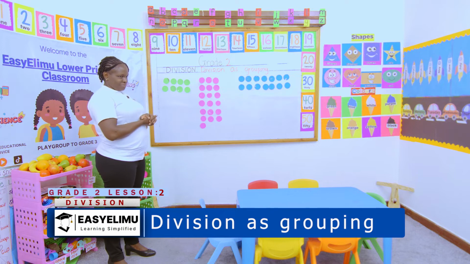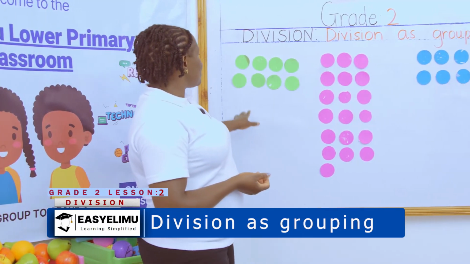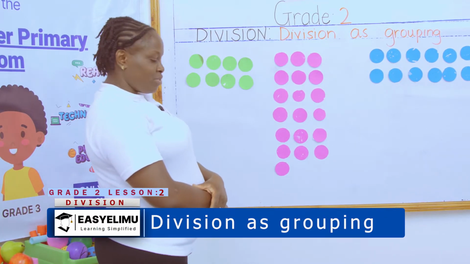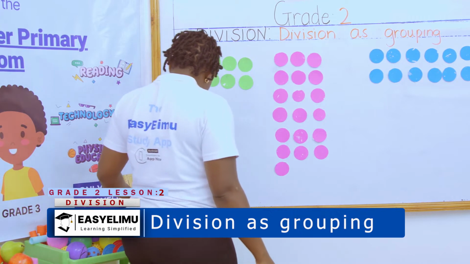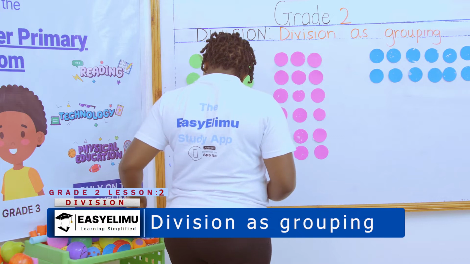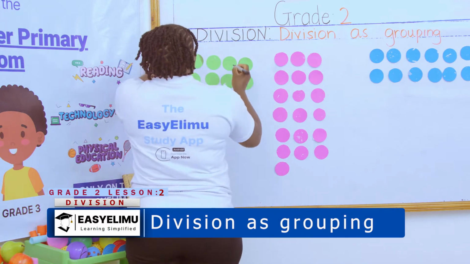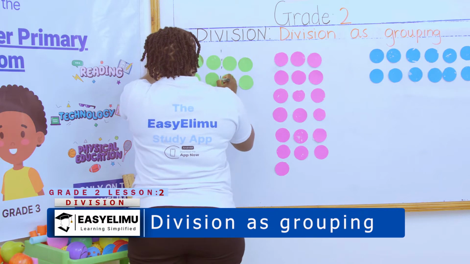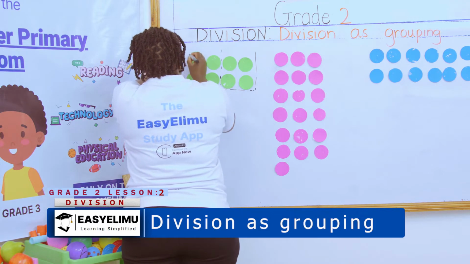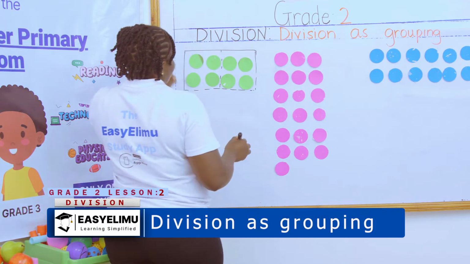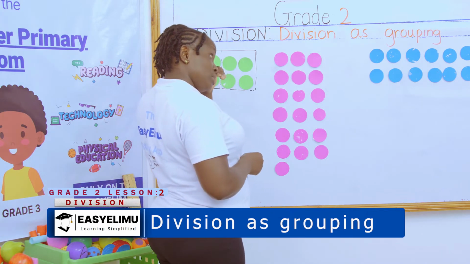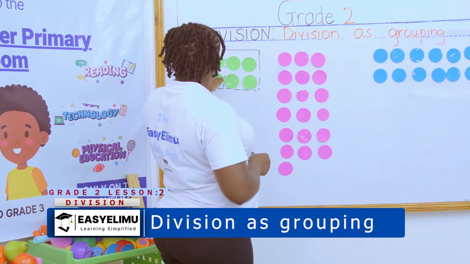Division as grouping. You have been given here how many apples? 1, 2, 3, 4, 5, 6, 7, 8. 8 apples. And you're told, group them into how many? Let's group them into 2 equal parts. How many apples do I have in each group? I have 1, 2, 3, 4.